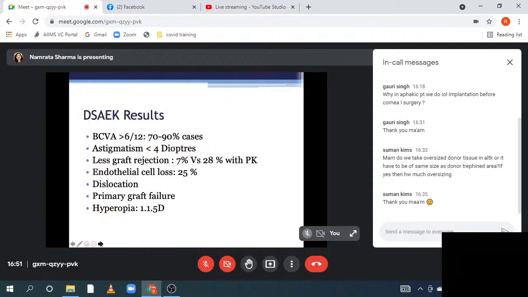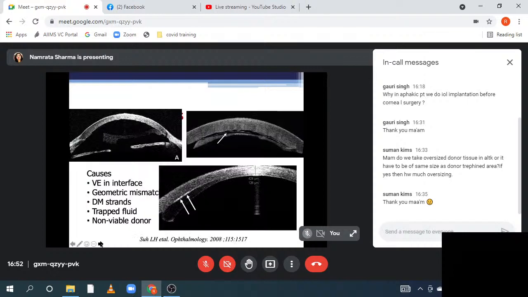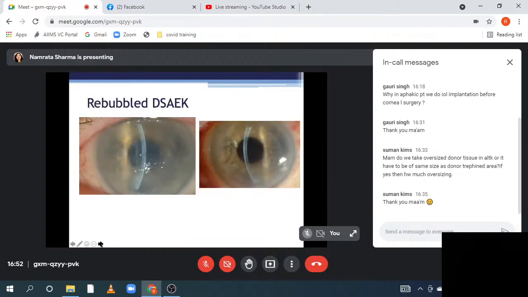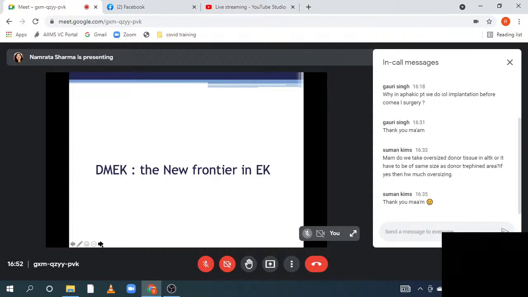So if you look at the results of the DSEK, the best corrected visual acuity is better than 6/12 in almost 70 to 90% of cases. There's hardly any astigmatism, and because it's a lesser amount of tissue, there's less graft rejection. So 7% for DSEK versus 28% for PK versus 1% for DMEK. So I think that is something that you should remember. Endothelial cell loss is almost the same, to the tune of 25 to 28%, but there can be other problems because you're adding tissue to it, so there can be hyperopia of 1 to 1.5 diopters, and of course there can be dislocation, especially if you've left viscoelastic or if there are some tags there. And when you have a little bit of detachment, you can rebubble it without any problem, and it clears over a period of time.